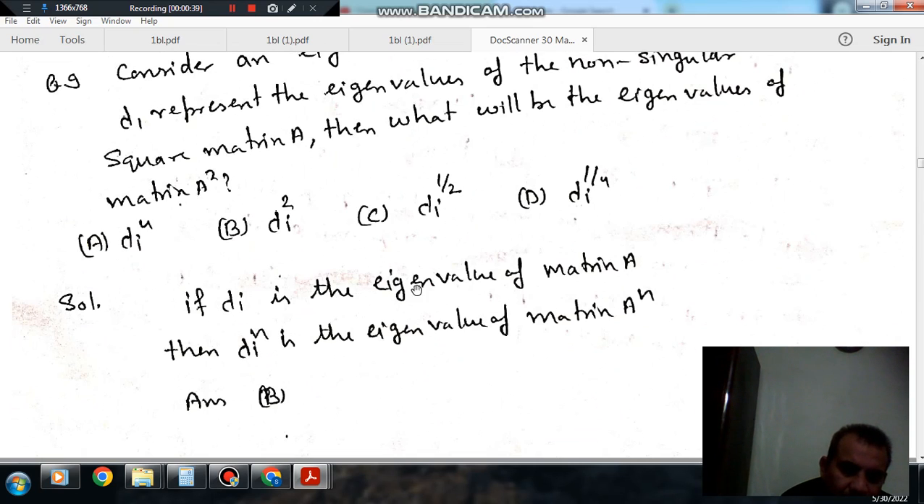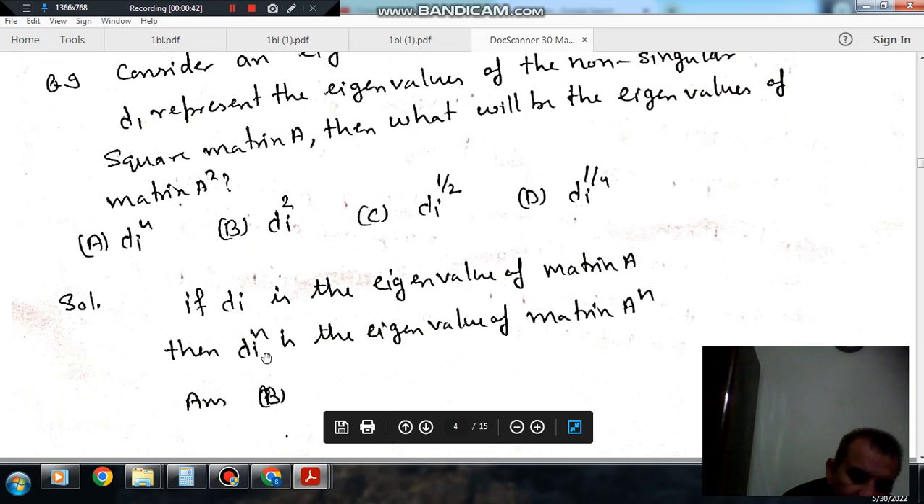So if lambda is the eigenvalue of the matrix A, then lambda raised to the power n will be the eigenvalue of matrix A raised to the power n. So the answer is option B.